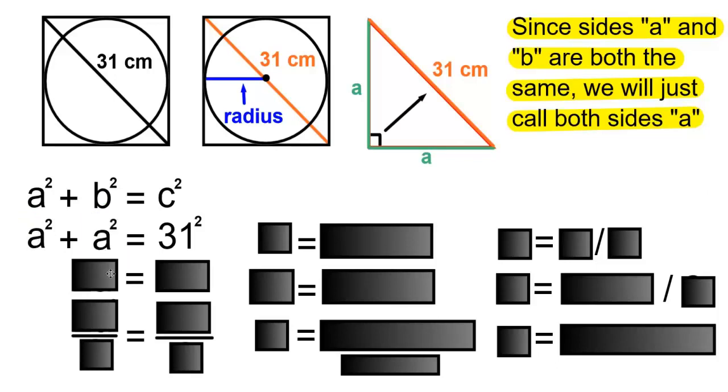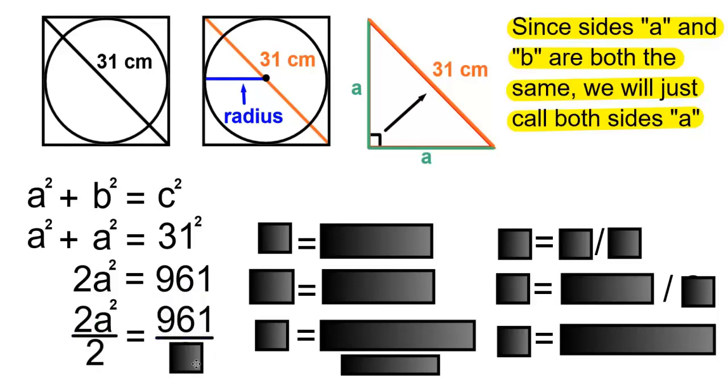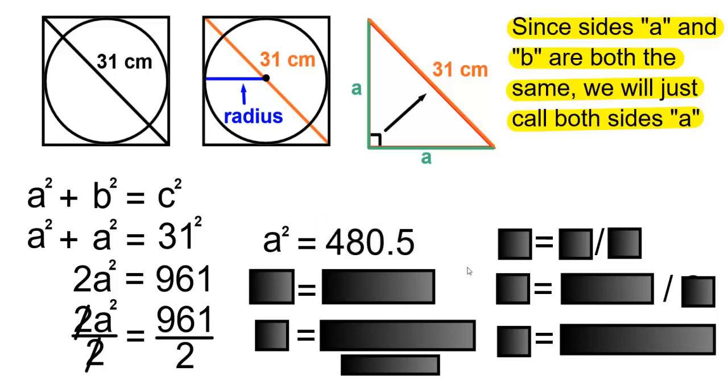A squared plus a squared is 2a squared, and 31 squared is 961. To remove the 2 times a squared, we'll divide this side by 2. If we divide this side by 2, we'll divide the right-hand side by 2 as well. The times 2 and divided by 2 will cancel, leaving us with a squared. And 961 divided by 2 is 480.5.